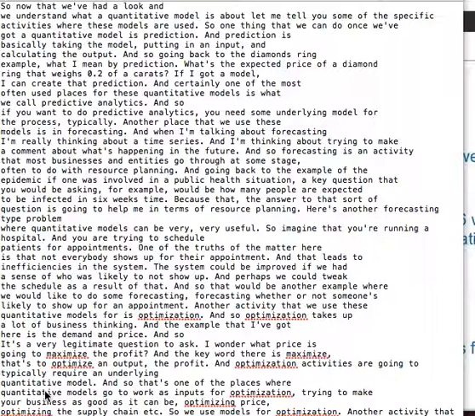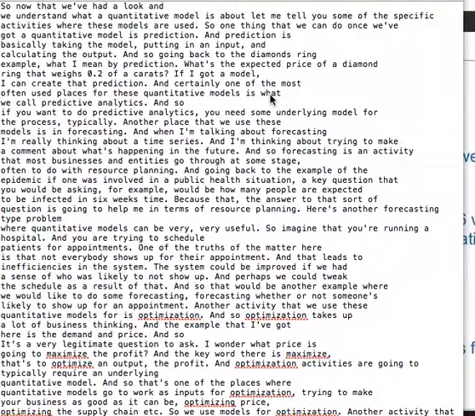So now that we understand that a quantitative model is about, let me tell you some of the specific activities where these models are used. One thing that we can do once we have a quantitative model is prediction. Prediction is basically taking the model, putting in an input and calculating the output. Going back to the diamond rings example, what's the expected price of a diamond ring that weighs 0.2 carats? If I have a model, I can create that prediction.